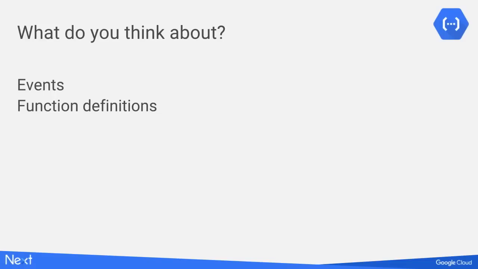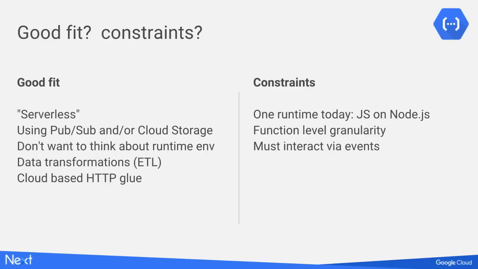So as the user of these, usually the developer, you think about events, and you think about what happens in the system, and then what you want to do to transform that, what your function does. And that's almost it. Constraints, today it's JavaScript on Node. So that's the language we get. You are thinking about things at the function level. So I think of this more in terms of as your system gets larger and larger, there's some cognitive overhead to think about.